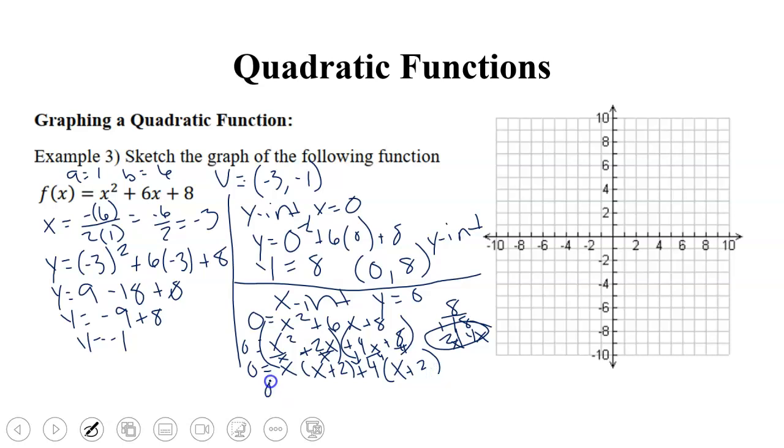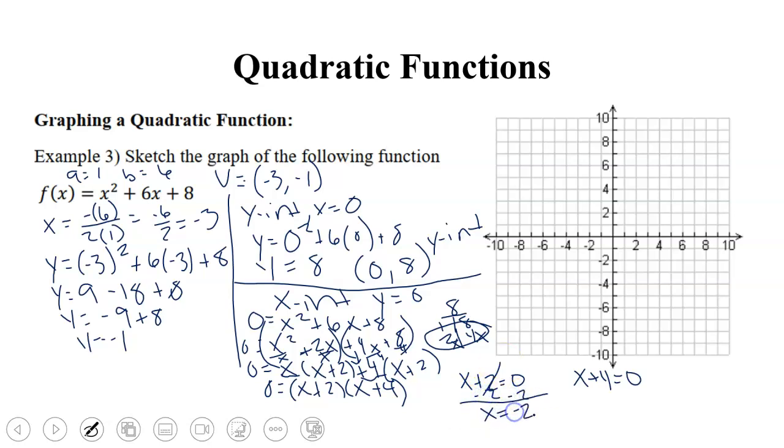Do our parentheses match? Absolutely. So we only need one, so that x plus 2. And then that second parenthesis is combining our GCF. What was our first GCF? X. And our second is plus 4. So now we need to take each parenthesis and set it equal to 0. So x plus 2 equals 0, x plus 4 equals 0, and solve for my two intercepts.